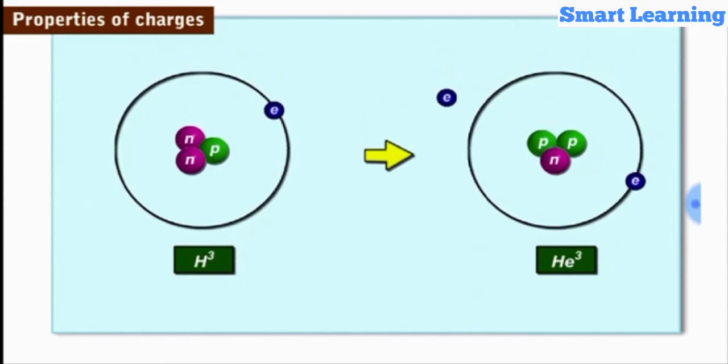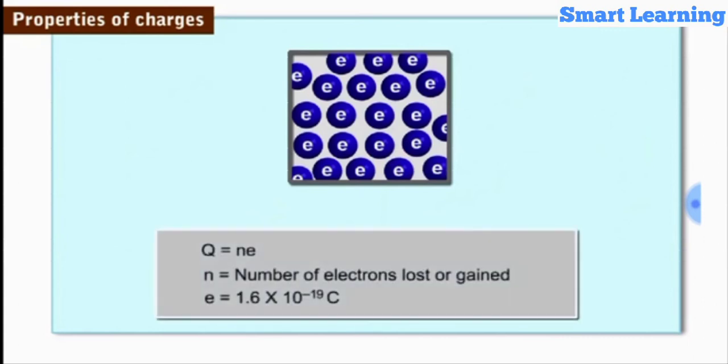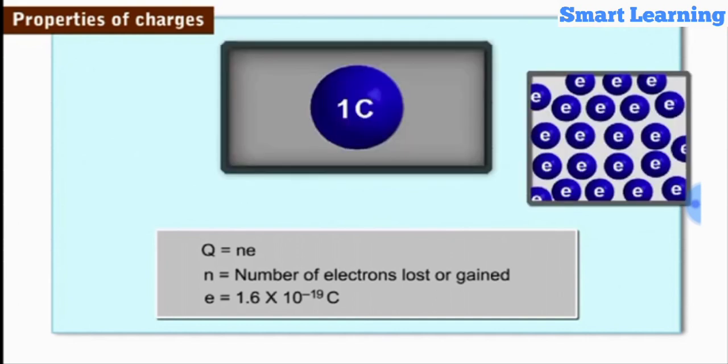In an atom, when we refer to the charge on a proton, its value is positive and is referred to as positive e, whereas the value of e for the charge on an electron is negative and is referred to as negative e. Thus, the charge on an object Q is equal to the product of the number of electrons gained or lost by it, n, and the basic unit of charge, e.